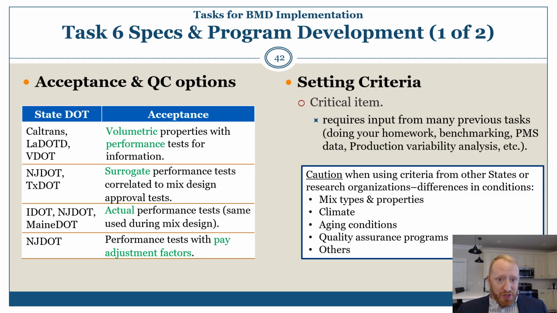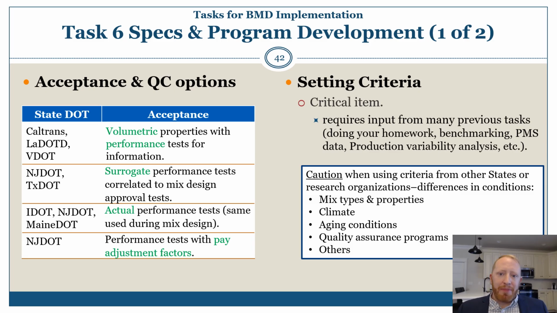So examples of big ones: mixed types and properties, different aggregates, different asphalt, etc. Certainly climate. Okay, there's a big difference between the NCAT test track and North Dakota. Aging conditions: how are those people or that state handling samples, aging them, fabricating? That can lead to differences. Even their quality assurance programs.